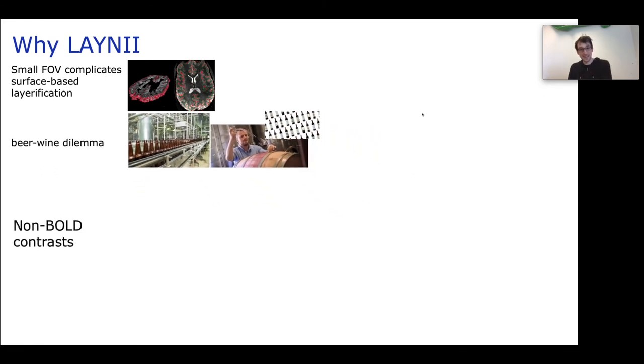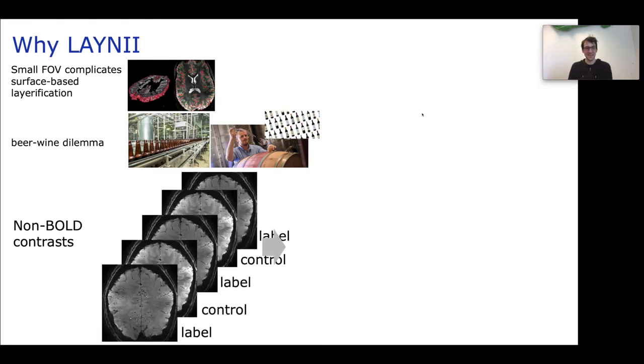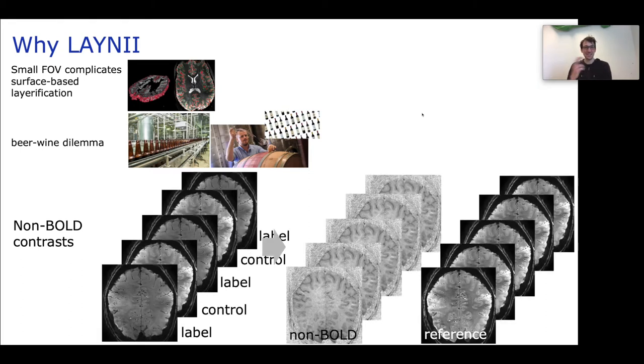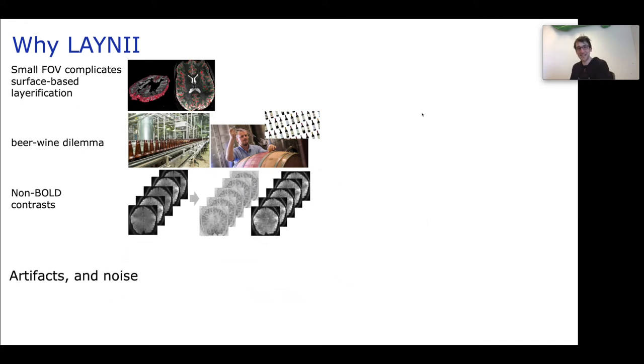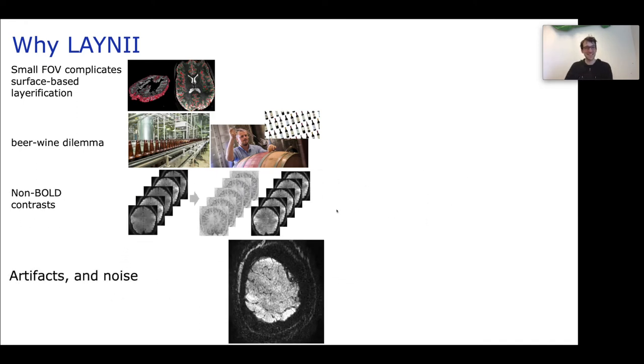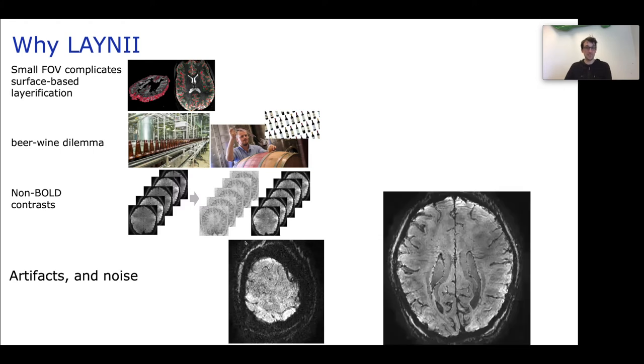Furthermore, in layer-dependent fMRI, unconventional non-BOLD contrasts like VASO or VAPER are popular, which consist of these control and label images that need to be dynamically sorted and processed with minimum noise amplification. So we need convenient tools for those too. And last but not least, layer-fMRI data are also particularly challenged by these low bandwidth artifacts and in particular low SNR, which needs to be addressed somewhere during the analysis too.